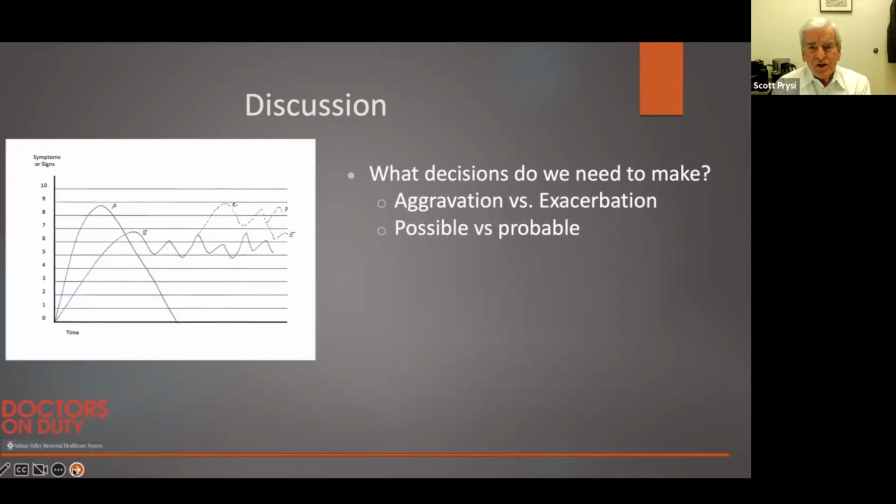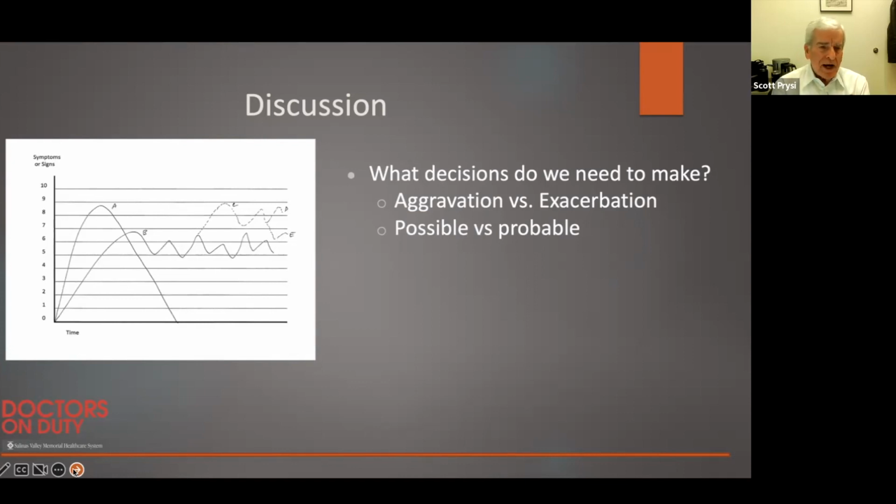One of the decisions that flows out of this, and we've talked about this previously, is whether what he has constitutes an aggravation or an exacerbation. Aggravation is a magic term in work comp that means something got worse from a pre-existing problem. Exacerbation means the pre-existing problem is just worse because it tends to wax and wane.